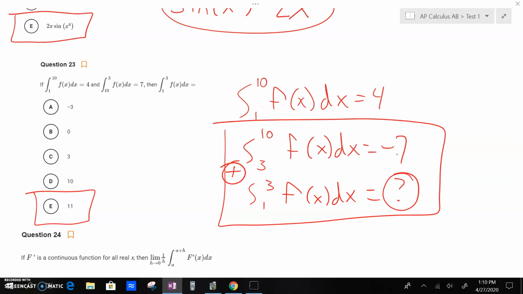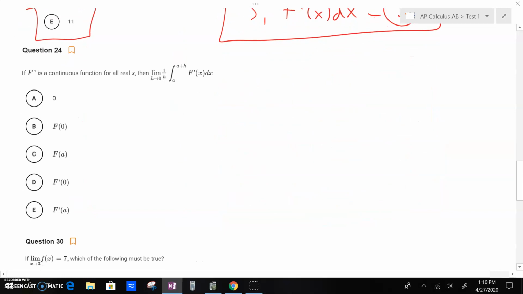So that's question 23. Question 24, if capital F prime is a continuous function for all real x, and we've got this thing. Oh, that looks goofy. Look at this thing. The limit as h goes to 0 of 1 over h times the integral from a to a plus h of F prime dx.